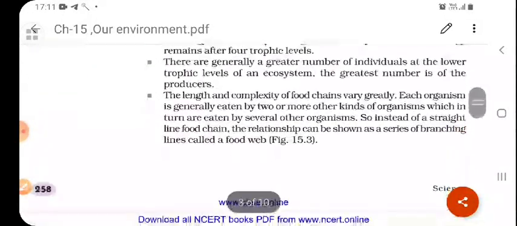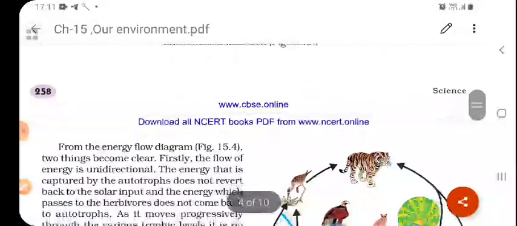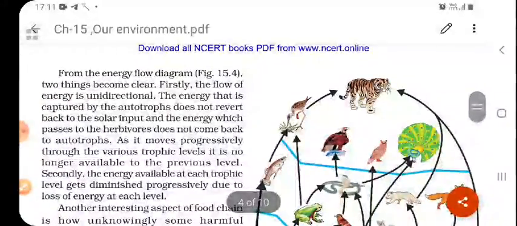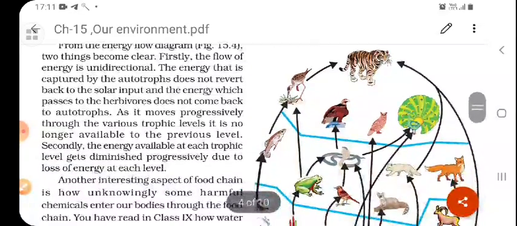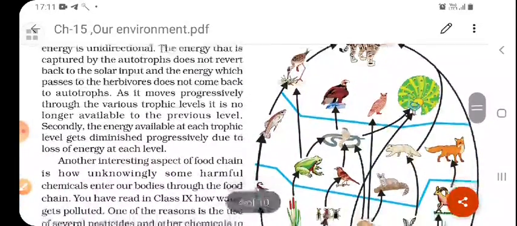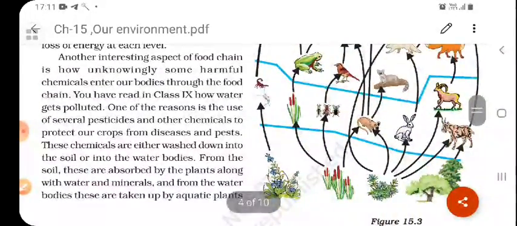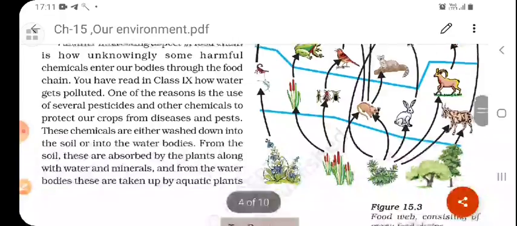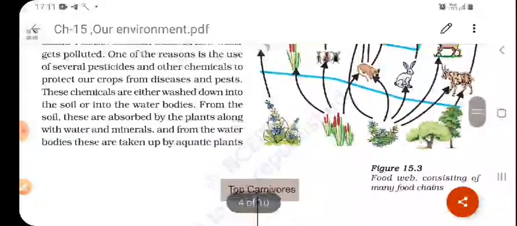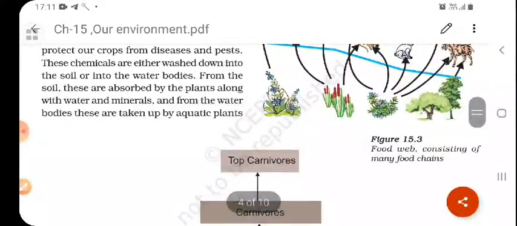And this is the energy flow diagram. This is the energy which flows from the herbivorous to carnivorous and omnivorous. The chain is continuous. Now the food web. A food web consists of many food chains. A group of food chains is known as the food web.